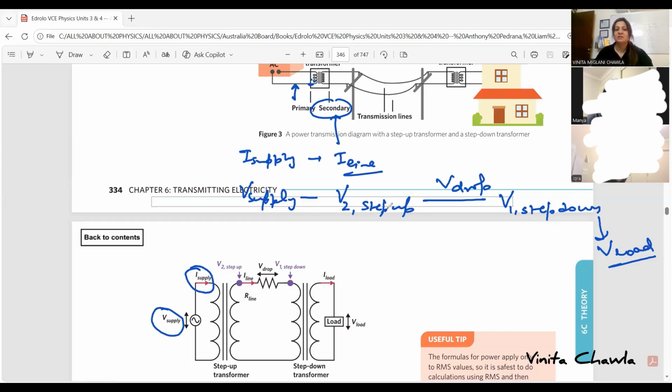And how is the current changing? So current was initially I supply, then the current passes through the line, the transmission line, and then the current changes to load, I load. So this is how current is changing, this is how voltage is changing. So you can also find the voltage drop by subtracting these two. You just have to understand the concept, and then you don't have to bother, whatever question comes, it doesn't matter to you.